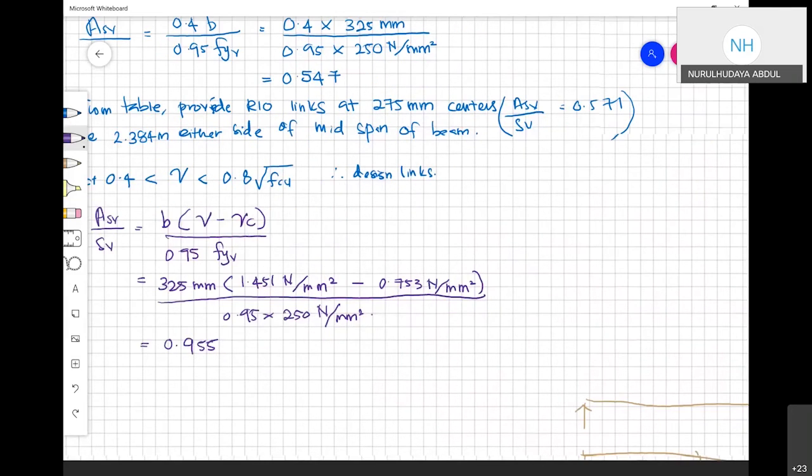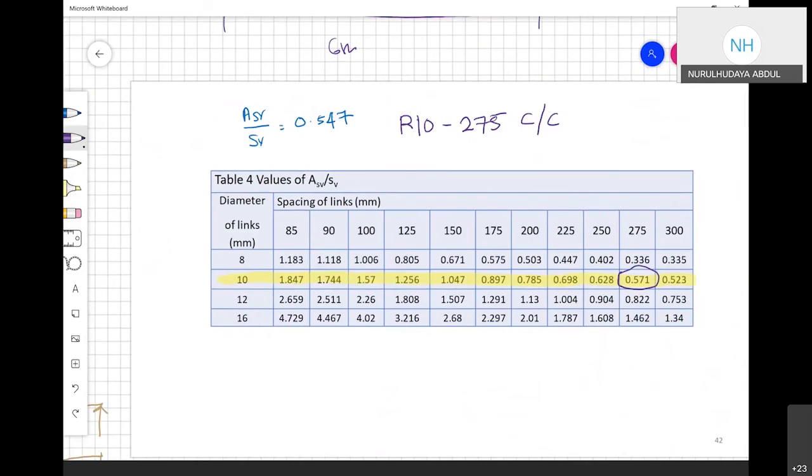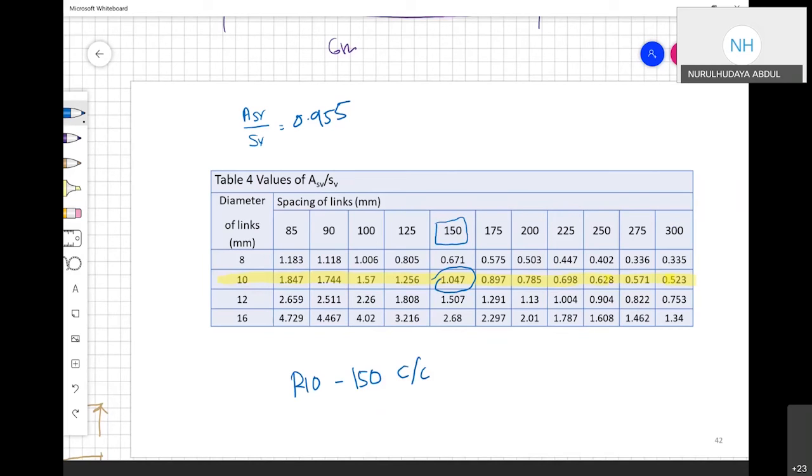Okay, so bila kita nak design again, kita kena tengok at here again. So kita boleh choose any number yang lebih besar. Okay, so here my suggestion is, kita pakai je lah 1.047 this one. Okay, asalkan nombor ni mesti lagi besar daripada our ASV divided by SV. Okay, so bila macam ni maksudnya we know that the spacing adalah 150. Maksudnya R10 dash 150 center to center.